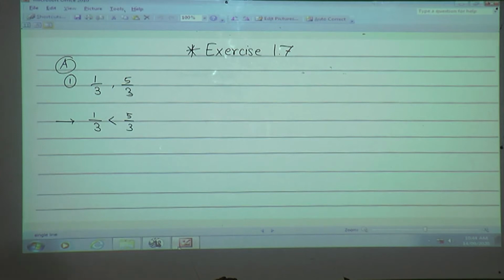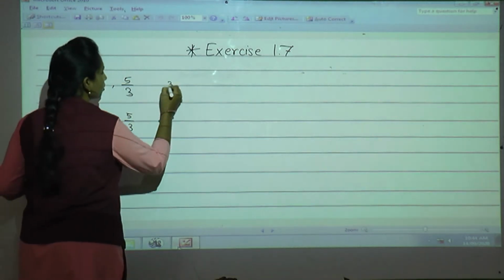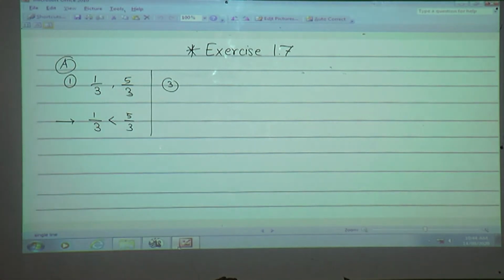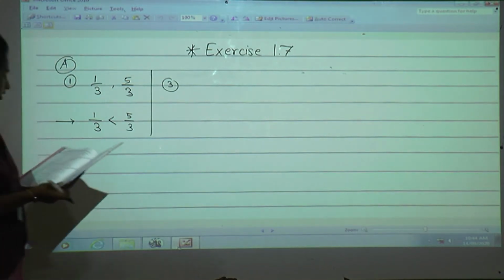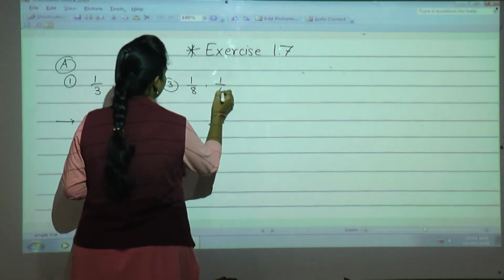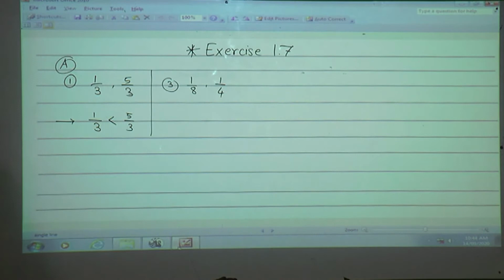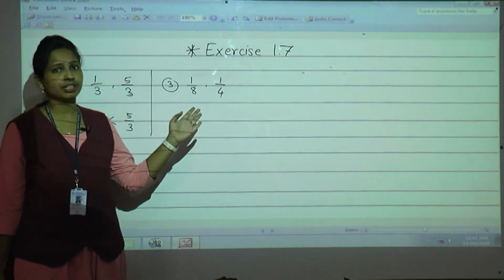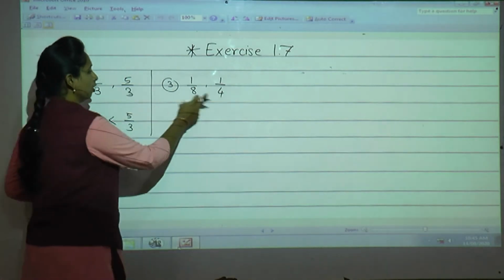The third one. Now what is the third question? 1 upon 8, comma 1 upon 4. Now see, just observe the numbers. Are the denominators the same? No. So what to do? First we need to find the LCM of both the denominators.